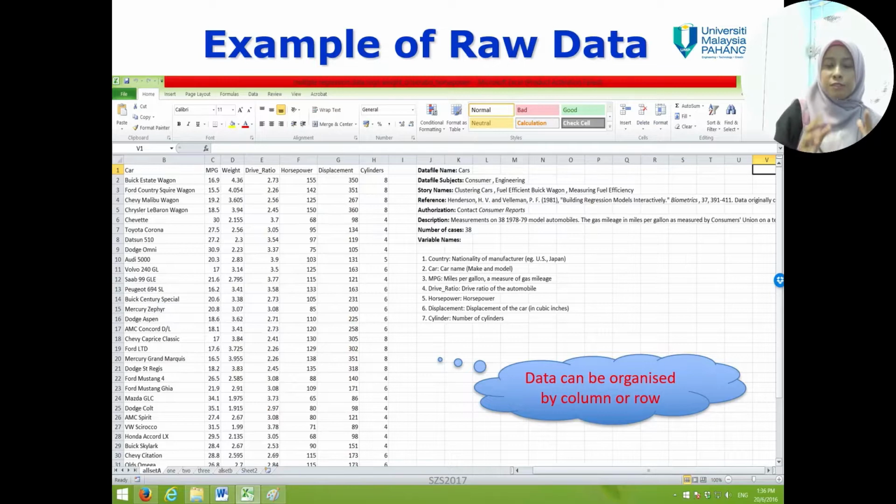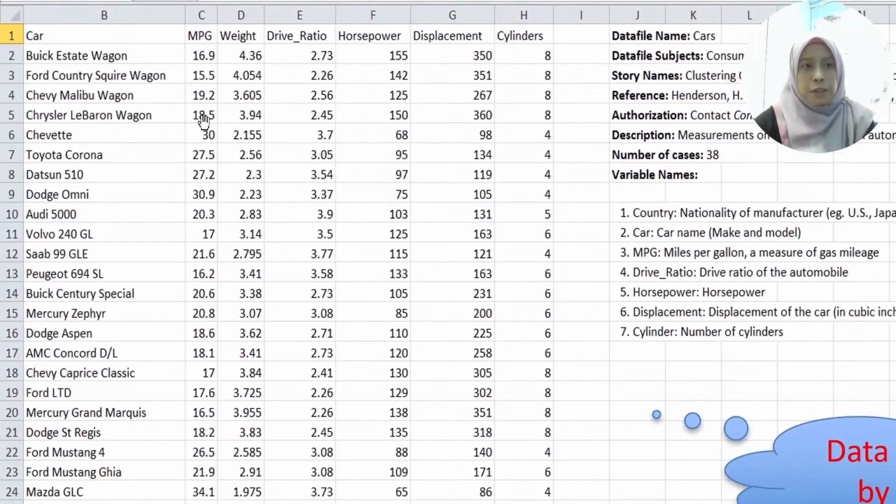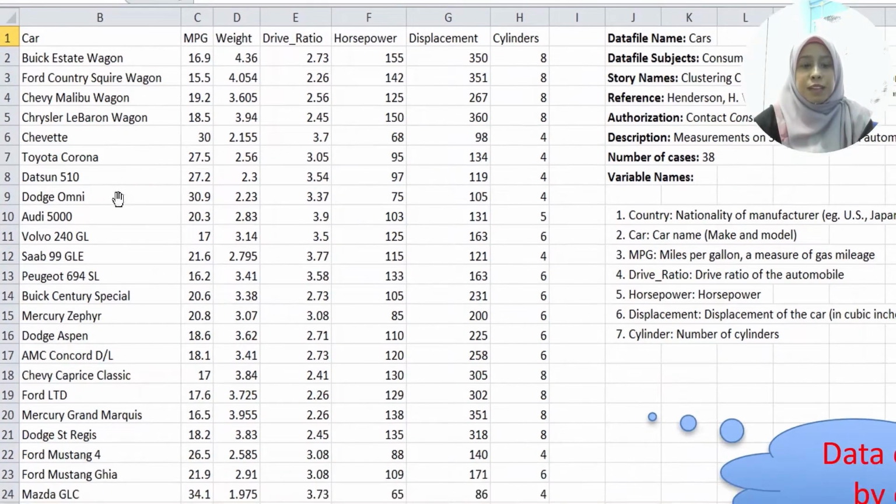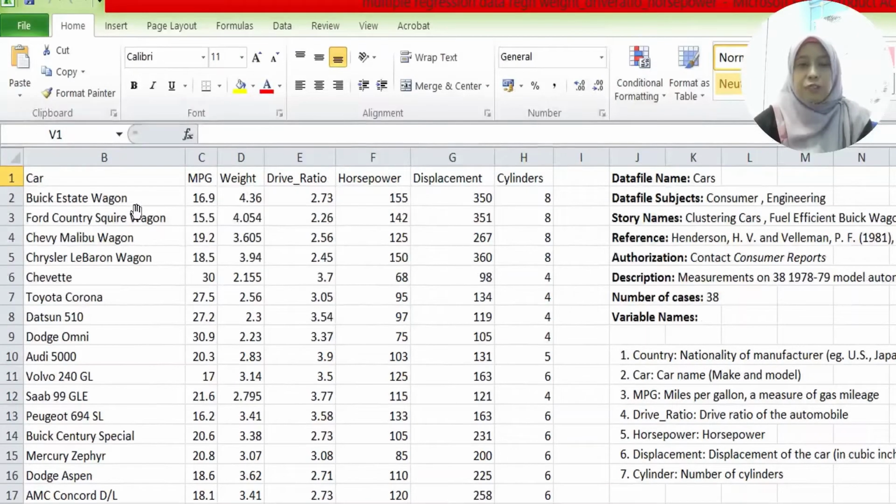So perhaps when you have done the data collection, this is how your raw data is going to look like. You can see here, this is an example of raw data. You will get a lot of data values. For variable mpg, you have value 16.9, 15.5 and so on. For variable car, you have data value Toyota, Audi, Mercury Grand Marquis. I don't know how to pronounce that. But for each variable, you will get a lot of entries, a lot of data values.